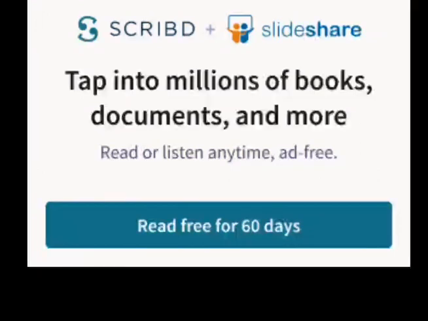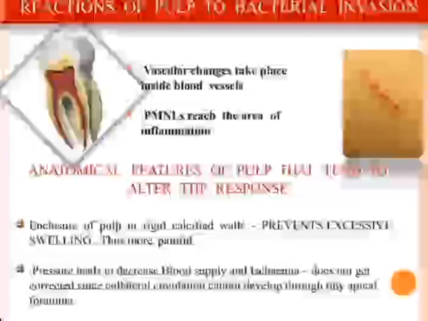Reactions of the pulp to bacterial invasion. Vascular changes take place inside the blood vessel. PMNLs reach the area of inflammation.